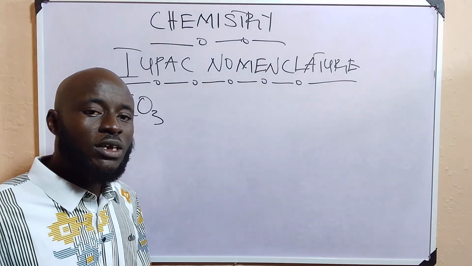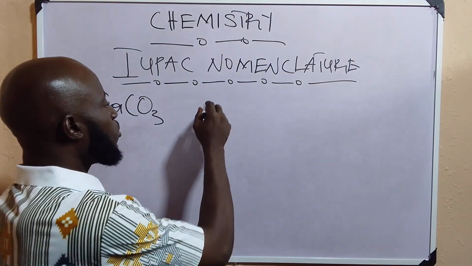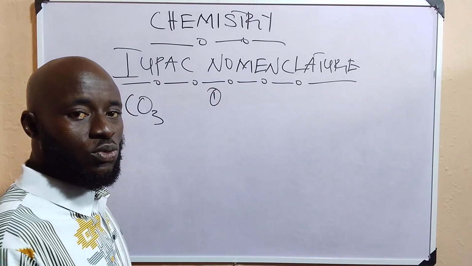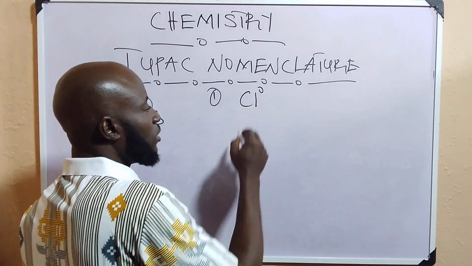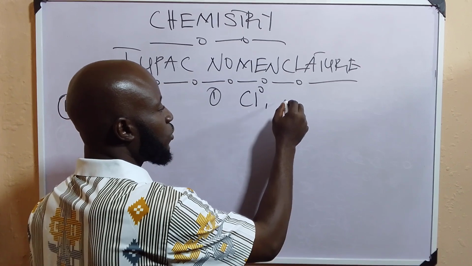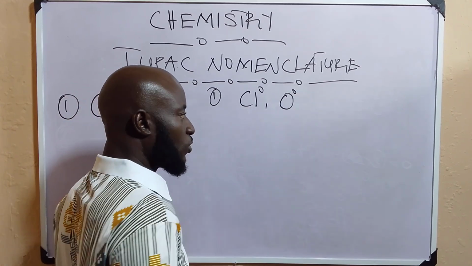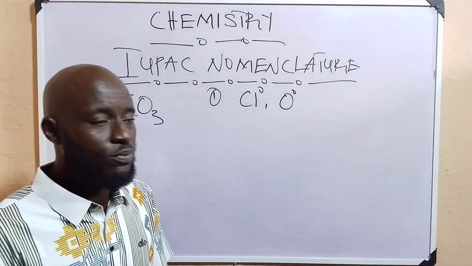Number one, if you want to determine the oxidation number of any element in a free state, the oxidation number of any element in a free state is what? Is 0. For instance, Cl, chlorine, the oxidation number of chlorine in a free state is 0. The oxidation number of oxygen in a free state is still 0. Whichever element, the oxidation number of the element in a free state is 0.